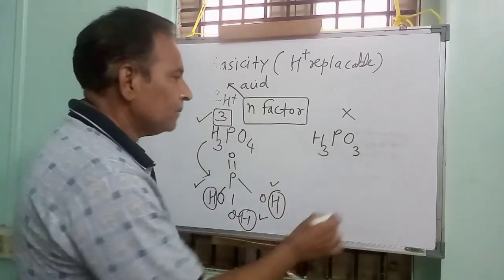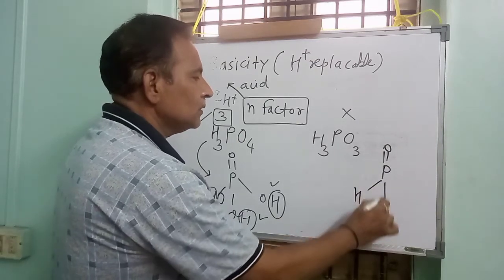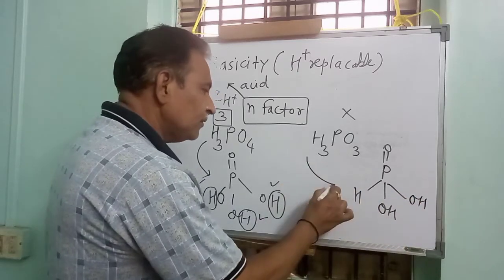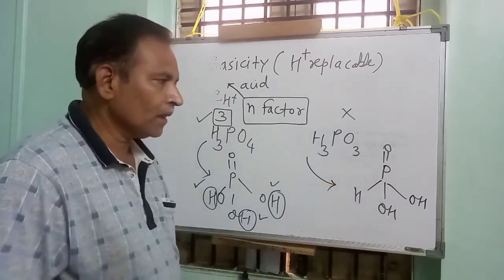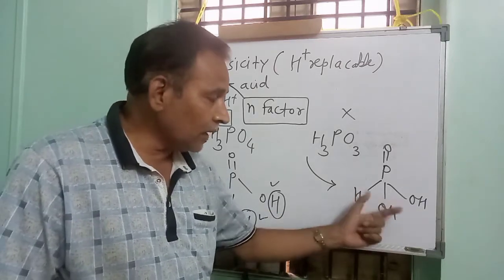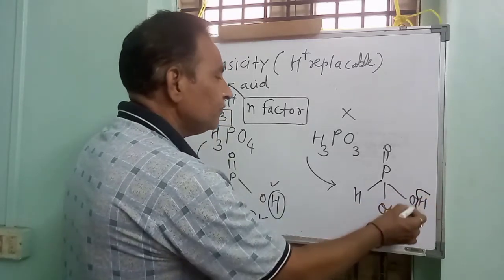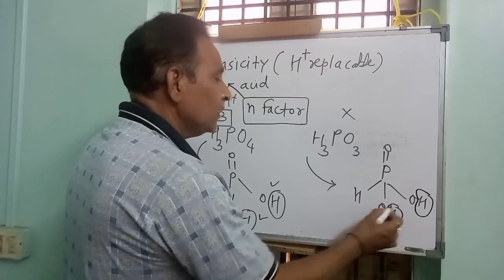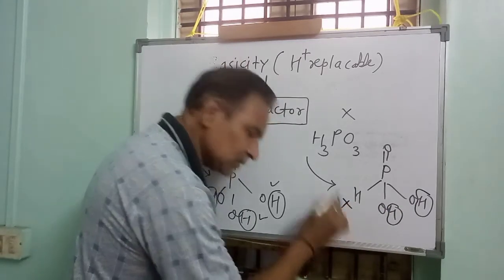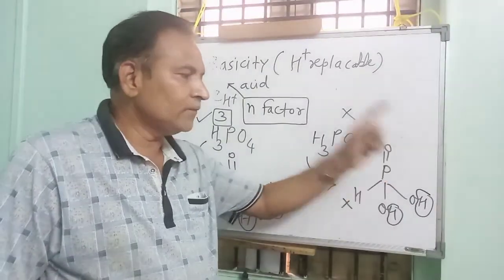But here you can see P double bond O, single bond H, single bond OH and single bond OH. So this is the formula of phosphorus acid. Here the hydrogen atoms are 3, but not all hydrogen atoms are attached to an electronegative element, only 2 are. This is one hydrogen, this is another hydrogen. This hydrogen cannot be replaced in the form of a proton because it is not attached to an electronegative element, either oxygen, nitrogen, fluorine or chlorine.